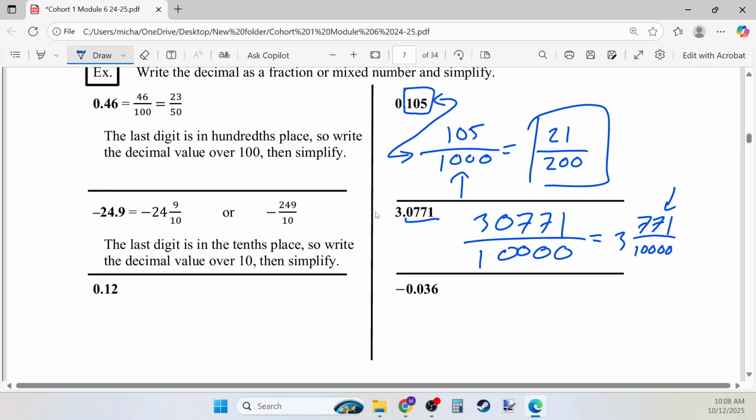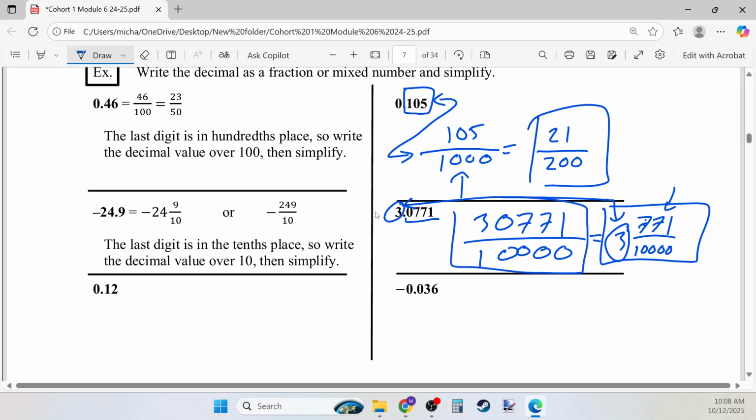Notice that the whole number part in the decimal form is also the whole number part in the mixed number form. So that's a nice feature. But this is our reduced number. 3 and 771 10,000ths is our reduced lowest terms mixed number.